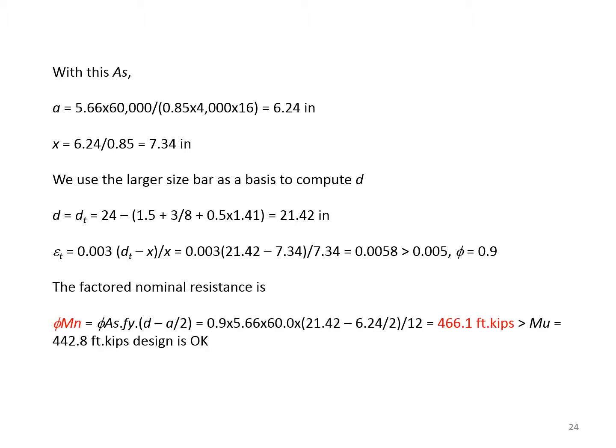The factored nominal resistance, therefore, is phi Mn equal to phi As fy d minus a over 2. Plugging the numbers there and converting the final values to foot kips, we have 466.1 foot kips of factored capacity, which is larger than Mu of 442.8. Therefore, our design is okay.